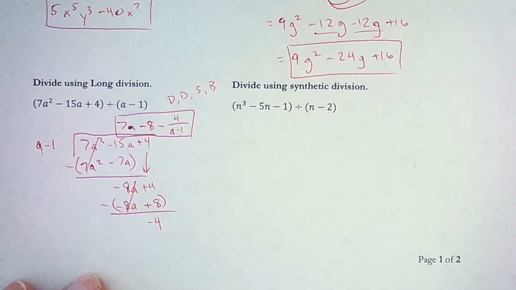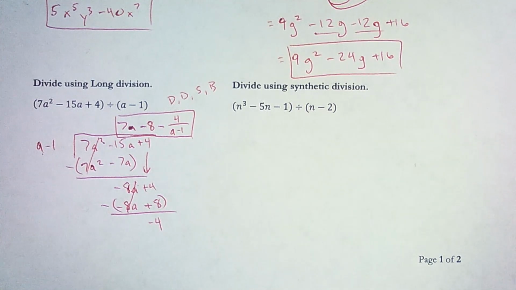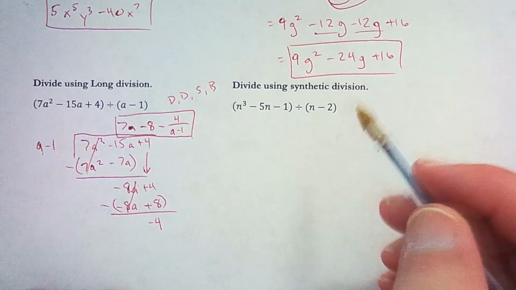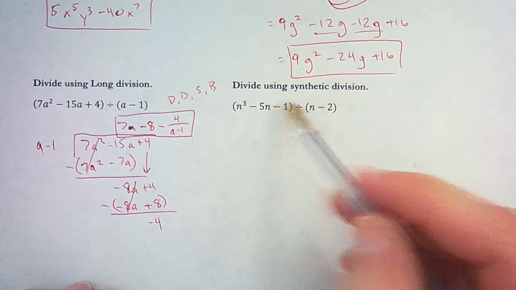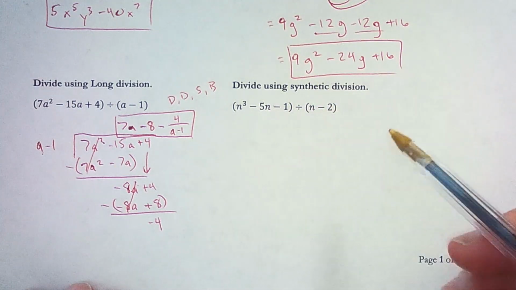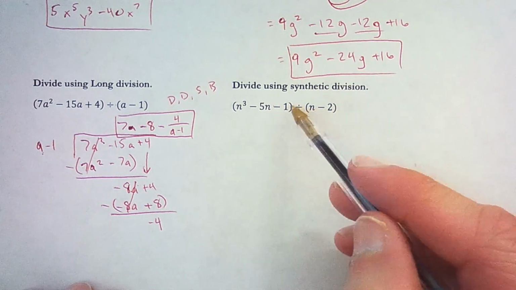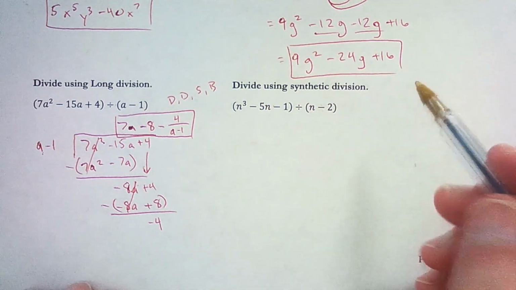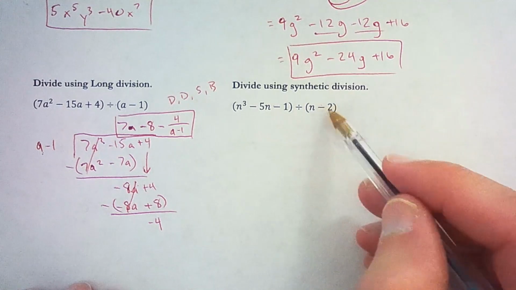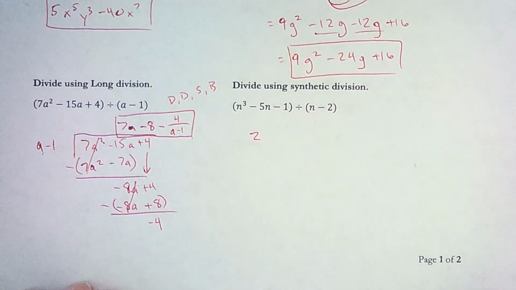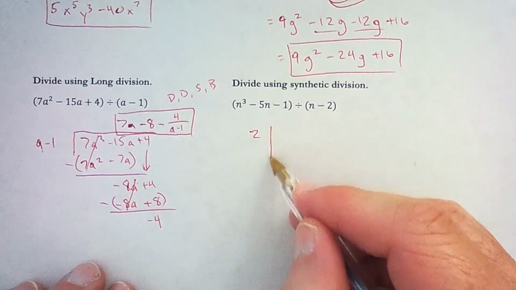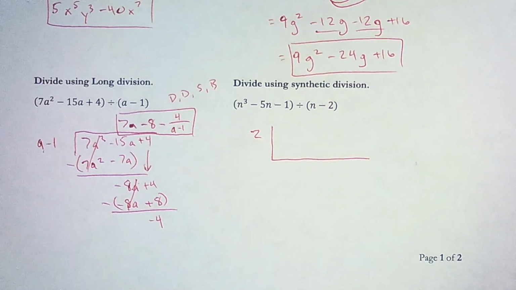And then we're going to divide using synthetic division. Okay, so for synthetic division, because these two are two factors of a bigger polynomial, if this was set equal to 0, this times this equals 0, I know a solution would be positive 2. That solution is what's going to go outside. So we're going to put that positive 2 outside.